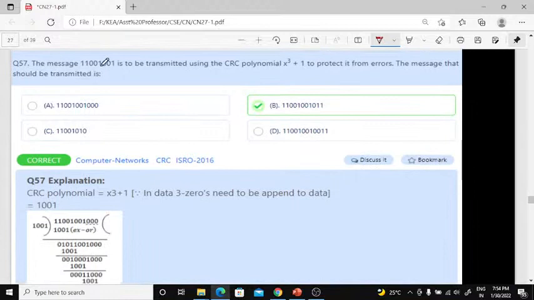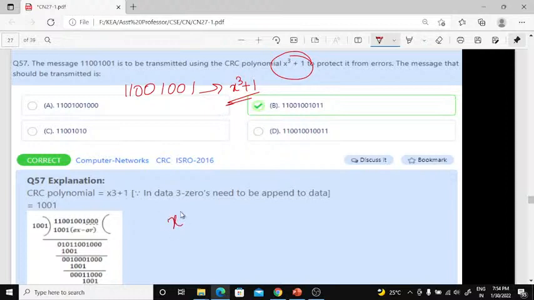The message 11001001 is to be transmitted using the CRC polynomial x cube plus 1 to protect it from errors. What message should be transmitted? The CRC polynomial is x cube plus 1, so there are 3 zeros that need to be appended to the data.